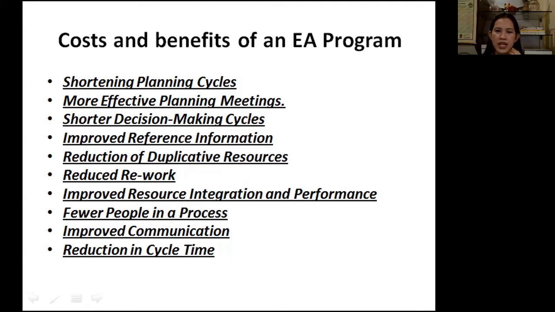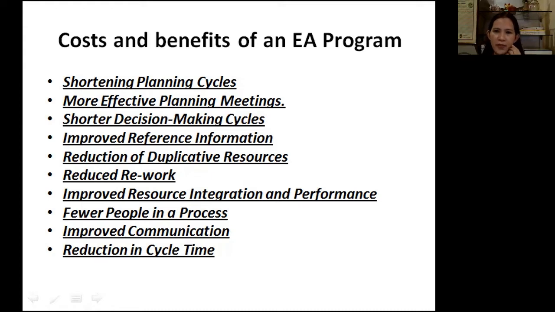Many aspects of EA value can be quantified, including the following areas: Shortening planning cycles. EA can help shorten planning cycles by providing a robust repository of online information regarding current and future processes and resources. While EA does not replace strategic planning or business process improvement activities, it does enhance them through contribution of useful information that would otherwise be gathered separately.